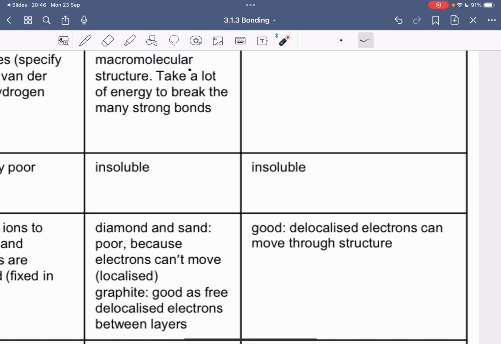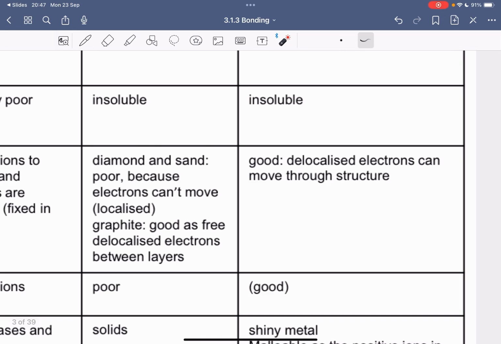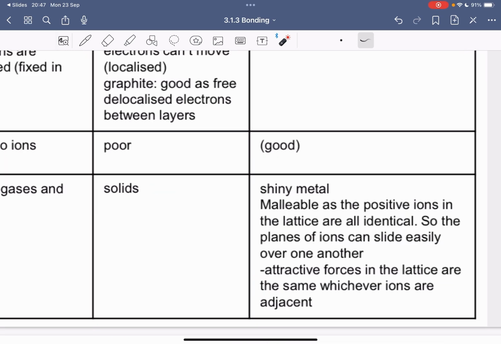They're a good conductor of electricity, and this is because they have the delocalized electrons that can move around. Same thing when they're molten. So even when they're liquid, they're a good conductor of electricity. And normally at room temperature, they're a solid as well. Another thing to know is that they're malleable, which basically just means fairly easy to bend.